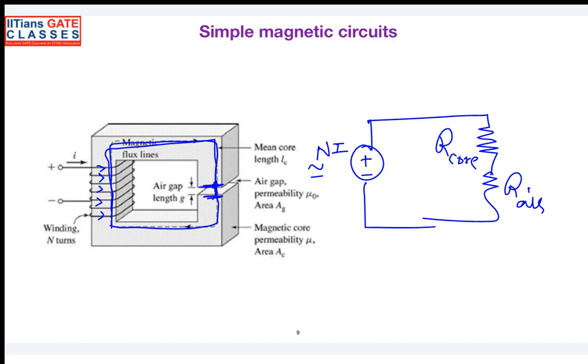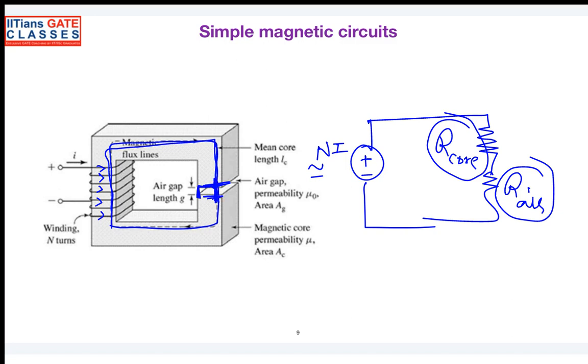So that is the reason why I have considered the reluctance of the core, and whatever the gap between these two is accounted for by the air. So there are two reluctances that come into the picture, and these two reluctances are in series. Why? Because the same flux is flowing through both the core as well as the air gap.